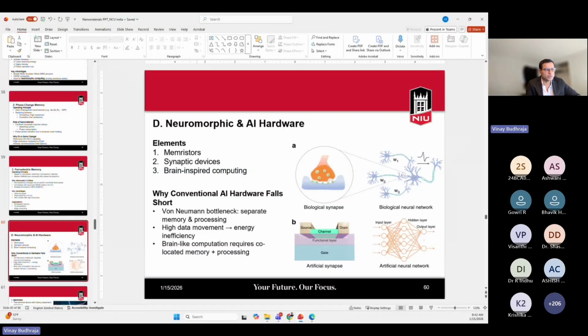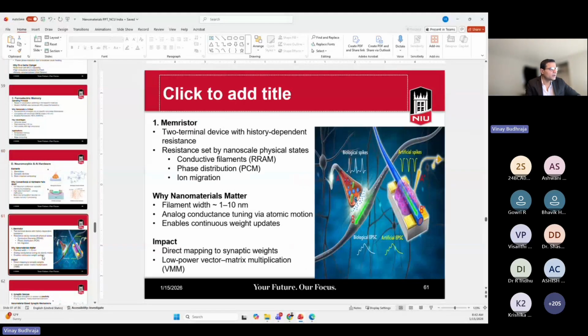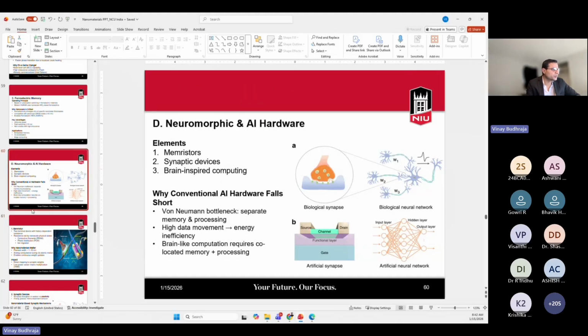The artificial neural network uses FET development, and it has a functionalization layer along with the channel, and it needs artificial synapses. So the artificial synapse is the gate that needs the high computation, like brain-inspired computing. And we will cover these elements one by one.